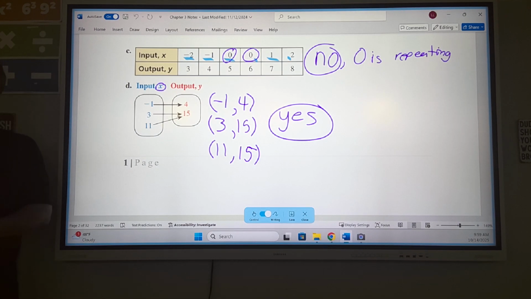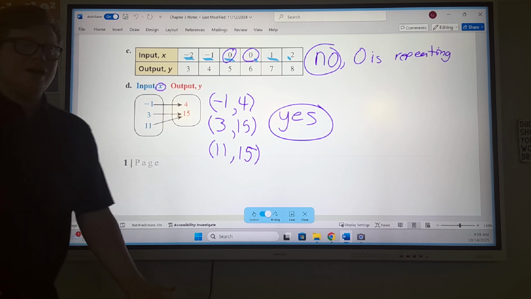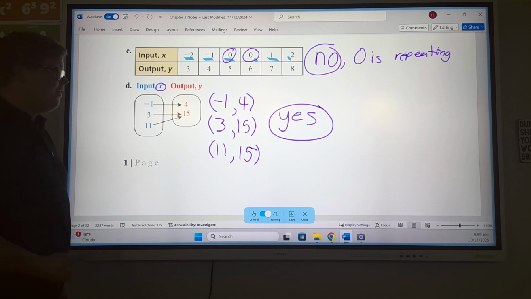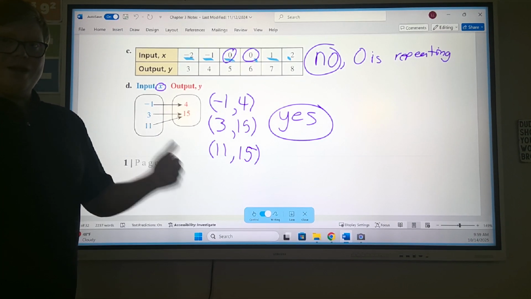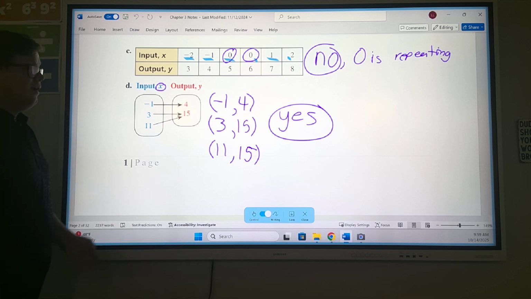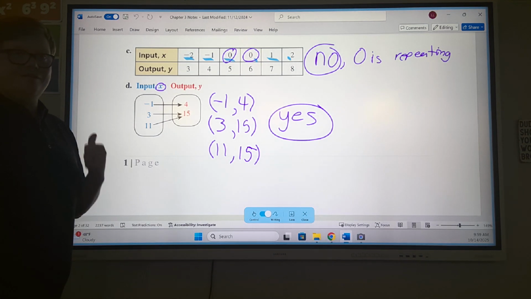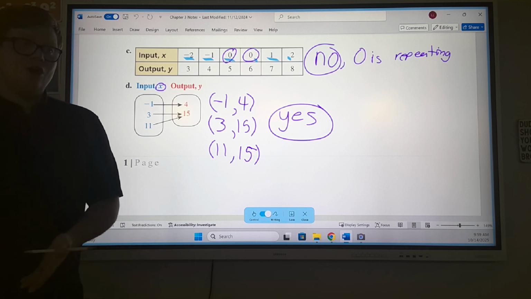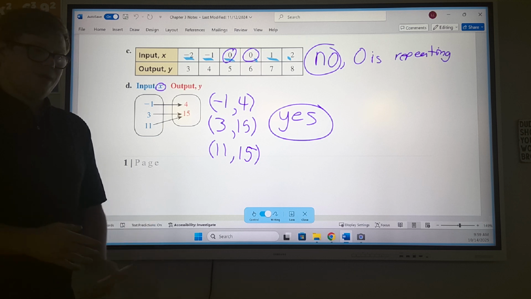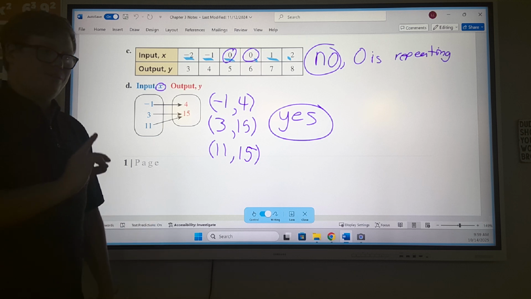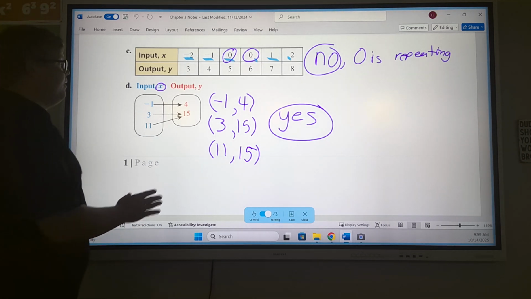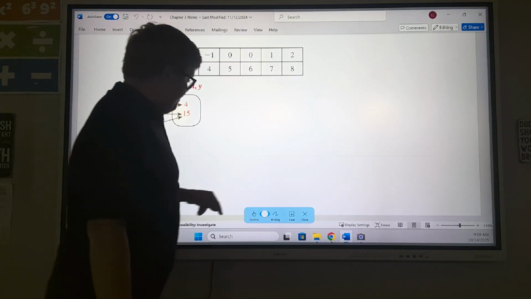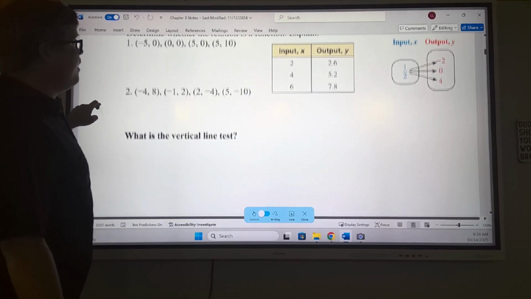So as I said before, it's pretty easy to tell whether something is a function or not based on a table, a map, or ordered pairs. All we're looking for is a repeating x. If we have a repeating x, it is not a function. If we do not have a repeating x, it is a function. You can think about it this way. A function is an equation. When you solve an equation, so let's say we're solving for x, you're coming up with one answer, right? We don't come up with the same answer twice.